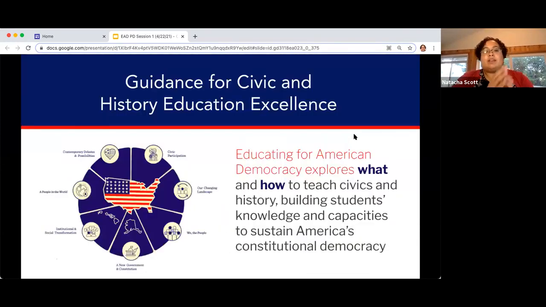Okay, so when we think about Educating for American Democracy and the roadmap itself, you'll hear us refer to it a lot as the EAD roadmap. As we think about the EAD roadmap, really what this is, is guidance for history and civic education and excellence in that. It's about what to teach and how to teach with history and civics, and building students' knowledge and capacities to sustain America's constitutional democracy.